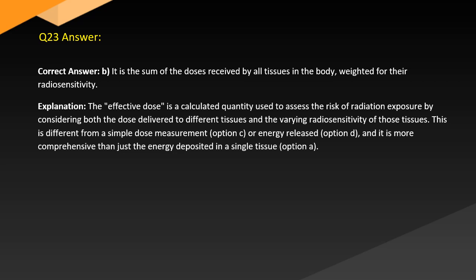Answer. Correct answer: B. It is the sum of the doses received by all tissues in the body weighted for their radiosensitivity. Explanation. The effective dose is a calculated quantity used to assess the risk of radiation exposure by considering both the dose delivered to different tissues and the varying radiosensitivity of those tissues. This is different from a simple dose measurement, option C, or energy released, option D, and it is more comprehensive than just the energy deposited in a single tissue, option A.